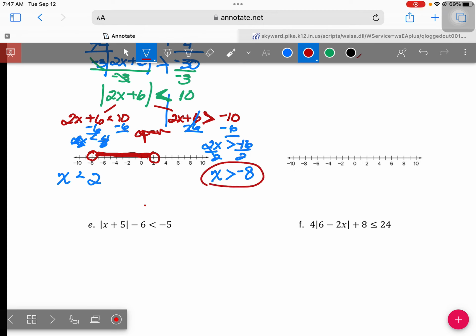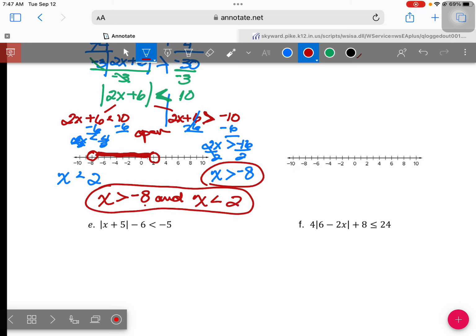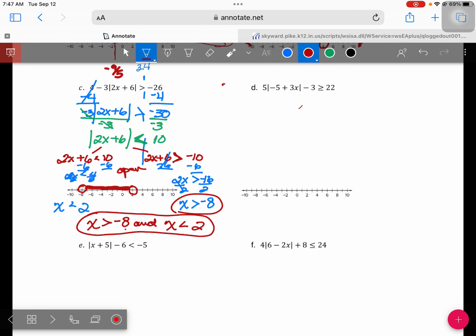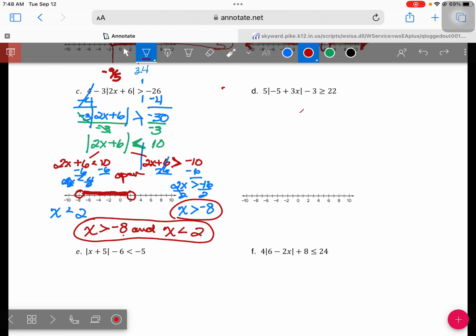Okay, so D, I have 5 times absolute value negative 5 plus 3x and absolute value minus 3 is greater than or equal to 22. The absolute value is not isolated. What would you do first? Yes, I need to add 3. Here's that negative 3 all by itself. So add 3, add 3. 3's cancel out. 5 times absolute value negative 5 plus 3x is greater than or equal to 25.